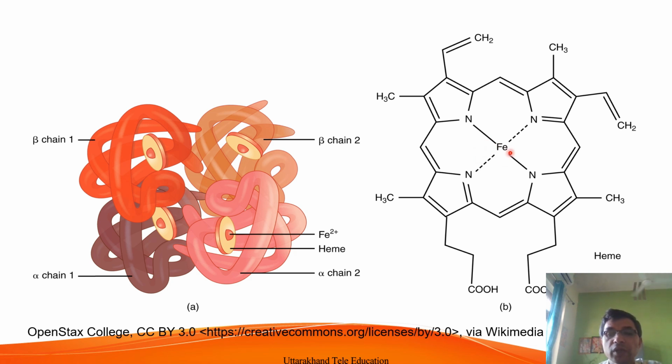Now students, you will see that each porphyrin ring binds with an oxygen molecule. Therefore, a hemoglobin molecule binds four oxygen molecules at a time. That means it binds eight atoms of oxygen at a single time.